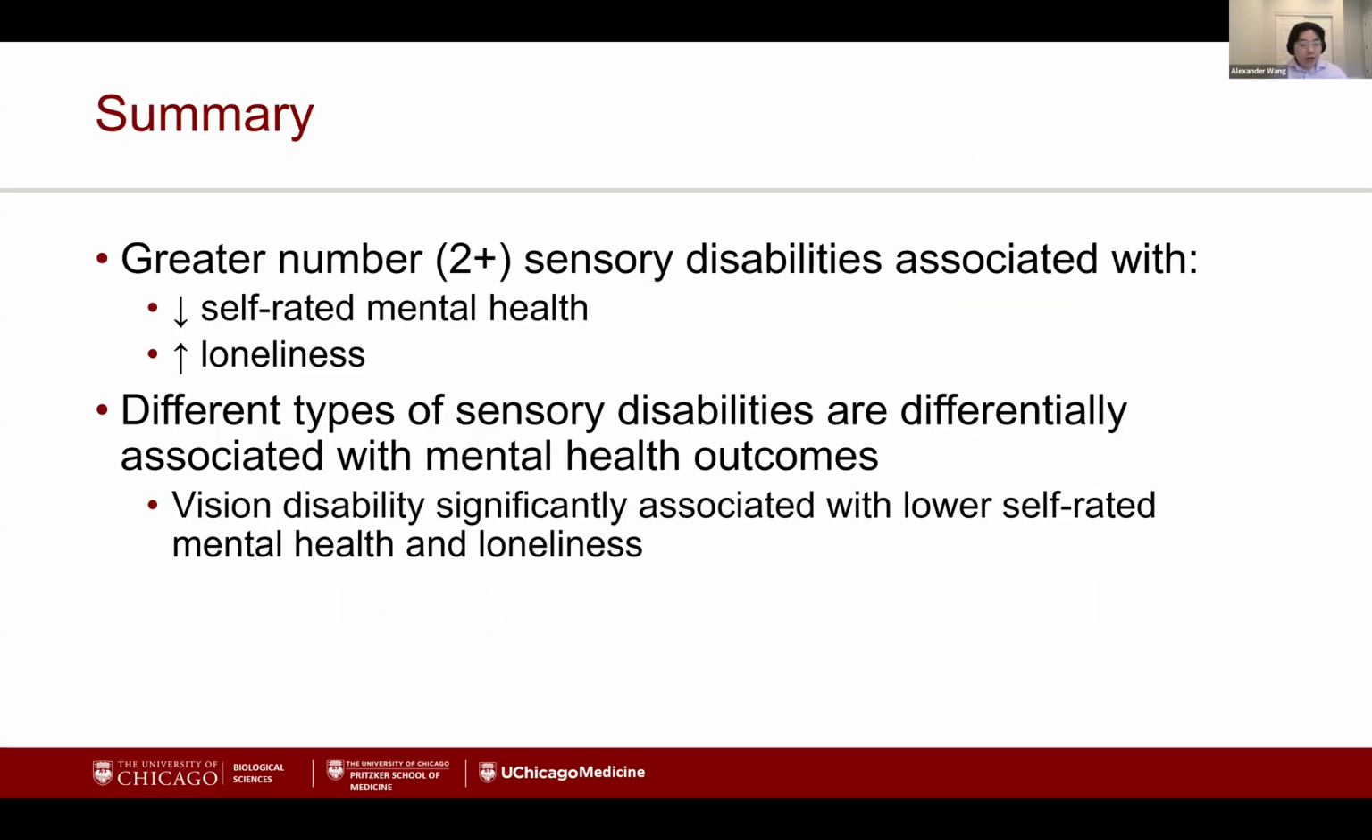And so I've been talking a lot about methodology and results, but in summary, a greater number of sensory disabilities was associated with lower self-rated mental health and more frequent loneliness symptoms. And different types of sensory disabilities were differentially associated with the mental health outcomes. In particular, there seems to be something unique about vision disability because it was significantly associated with lower self-rated mental health and loneliness.